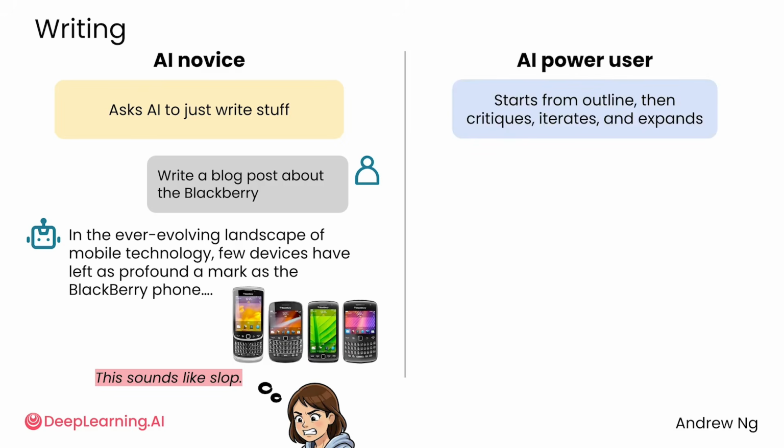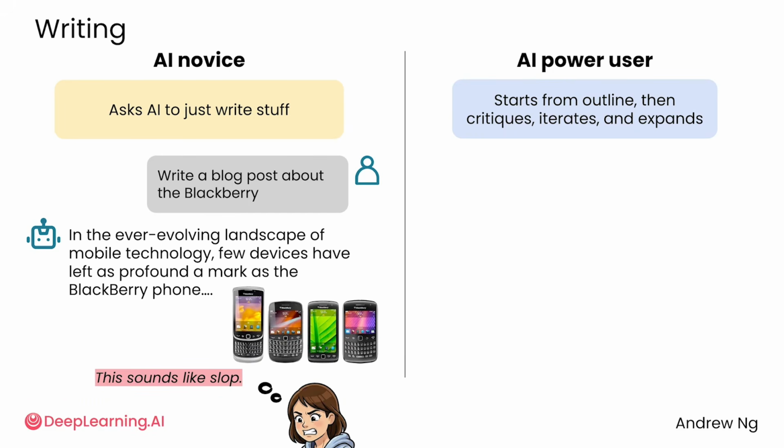In contrast, an AI power user will often not ask the AI system to just jump in writing directly, but instead ask the AI to first outline an article and then critique the outline and maybe iterate a few times with the outline to shape the article, and only then ask AI to start to draft the final article.